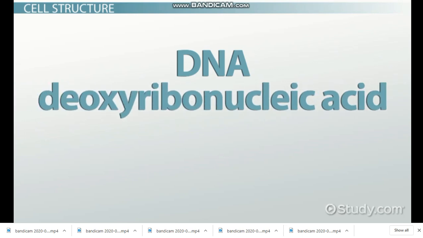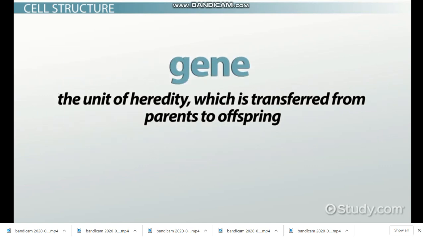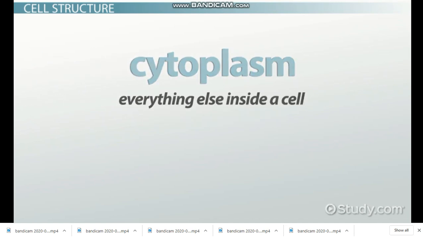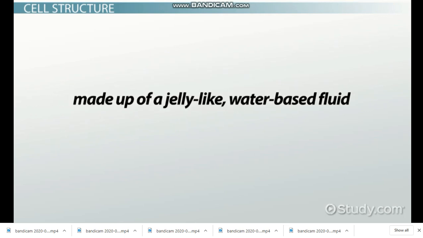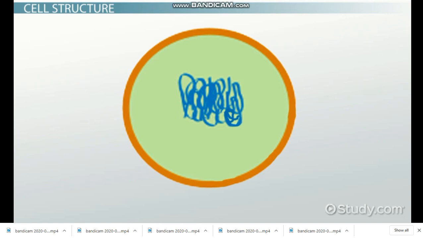DNA is short for deoxyribonucleic acid. It is the molecule that makes up genes, which carry important instructions for keeping a cell alive. A gene is the unit of heredity, which is transferred from parents to offspring. Everything else inside a cell is called the cytoplasm. It's made up of a jelly-like water-based fluid called cytosol. There are other non-fluid substances found in the cytoplasm, but they vary between types of cells.